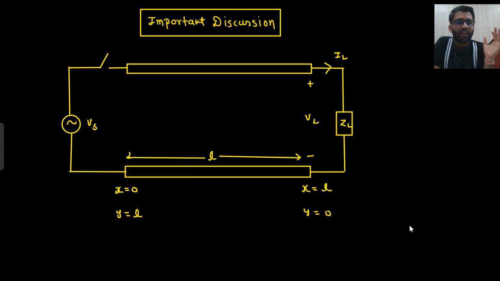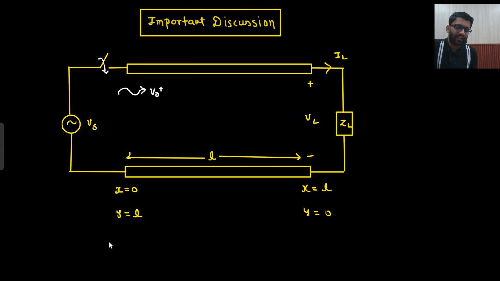But now we are going to derive it with respect to x. So this is my transmission line, which is having ZL load, and this is the source. Just as I close the switch, what will be generated here? V0 plus will be generated. This is your x equals to 0, this is your x equals to L. Till now we were studying y equals to 0, y equals to L, right?